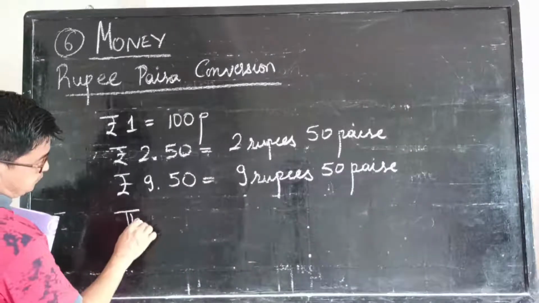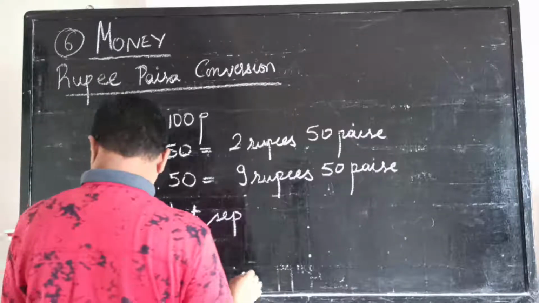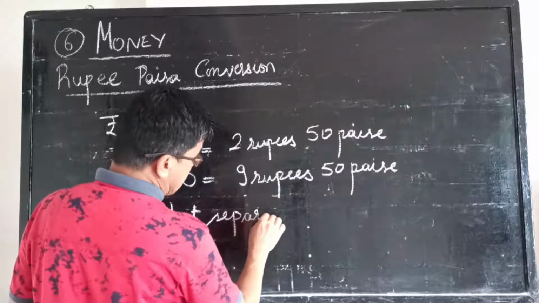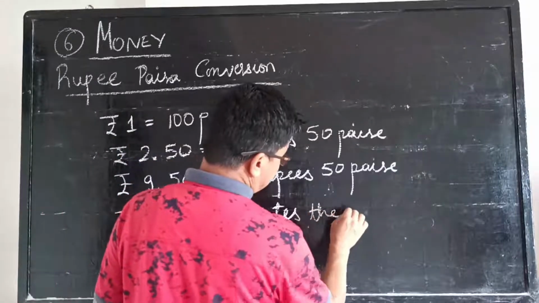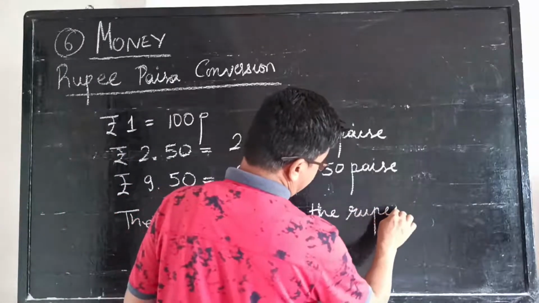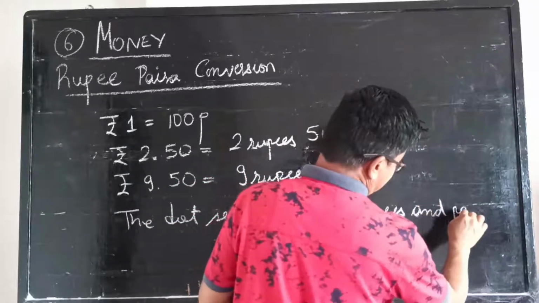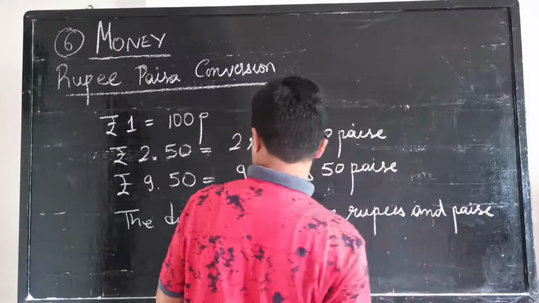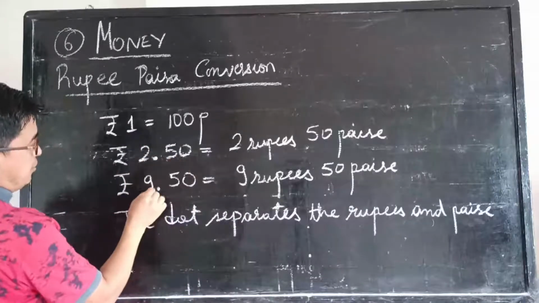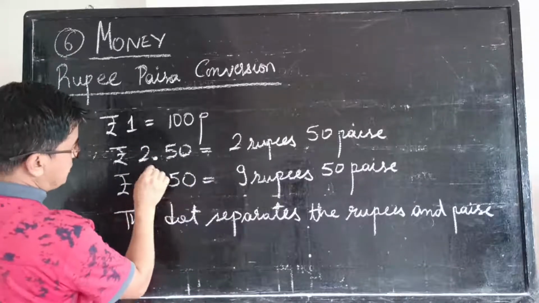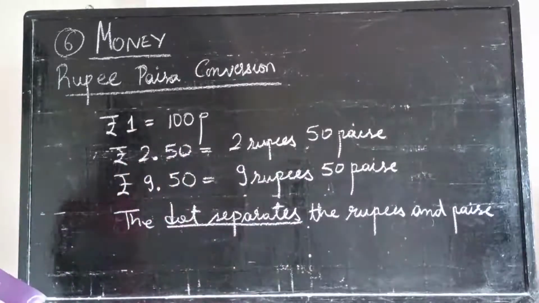The dot separates the rupees and the paise. This is 9 rupees, this is 50 paise, this is 2 rupees, this is 50 paise. The dot separates the rupees and paise.